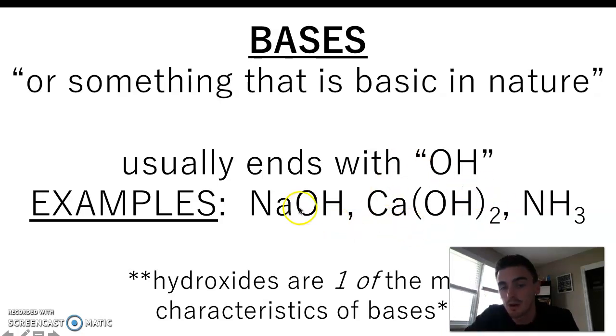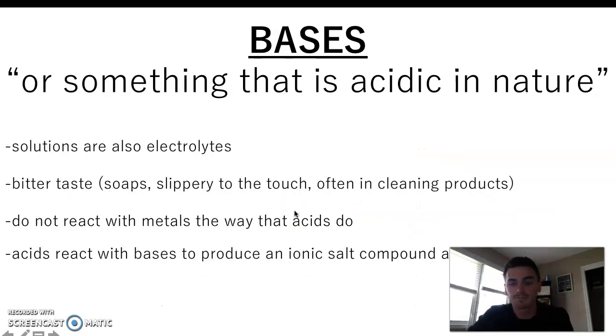And when we put these in water, we know that they also get pulled apart, which we see right here. When we put sodium hydroxide in water, there's really a bunch of sodiums floating around, and there's a bunch of hydroxides floating around, so it's going to conduct electricity again.